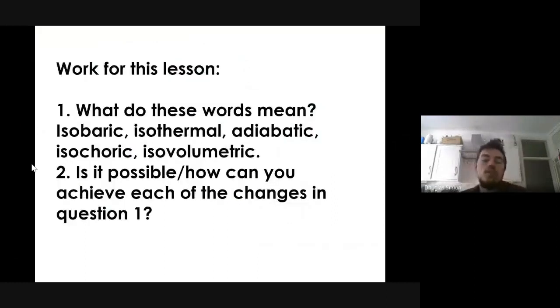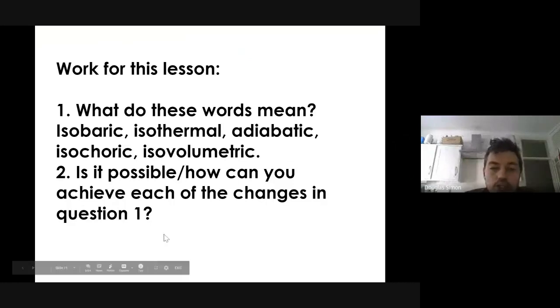So there's not too much work for this lesson. I'll probably put a short quiz up, but I would like you to, like last lesson, find out what these words mean, because they are really useful for your understanding. If you start seeing these in work or textbooks, you don't know what they mean, it can really throw you off. And then also think about, can you actually achieve these changes in reality?